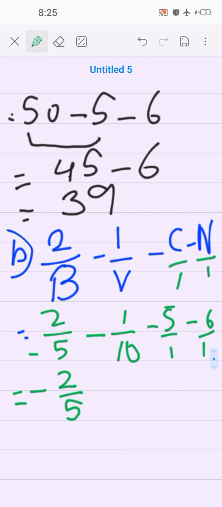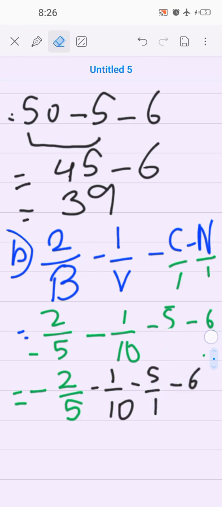So guys, this is the largest number, 10, and we want 10 everywhere in the denominator, because in order to solve the fractions we have to make the denominator the same. So I've got everything plugged in. Now I can see that this is minus 2 by 5, minus 1 by 10, minus 5 by 1, minus 6. By the way, it was minus 5 and minus 6 before.